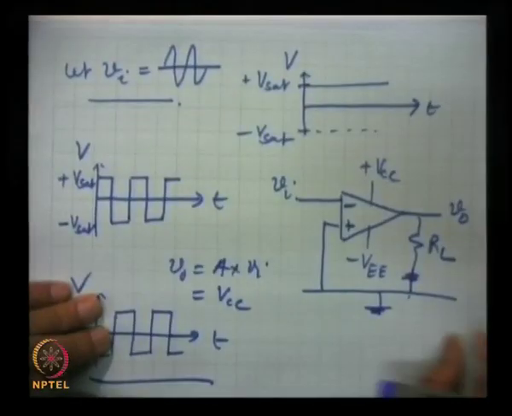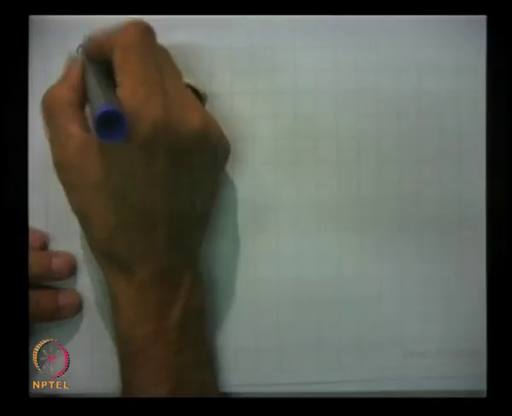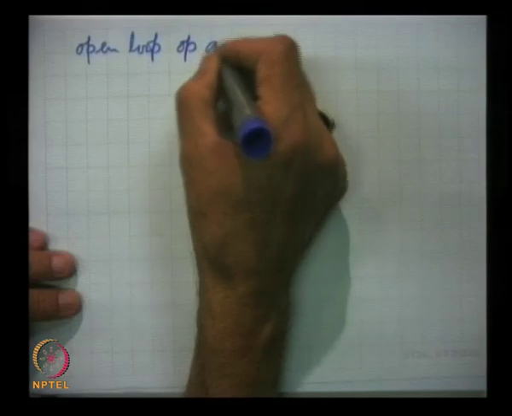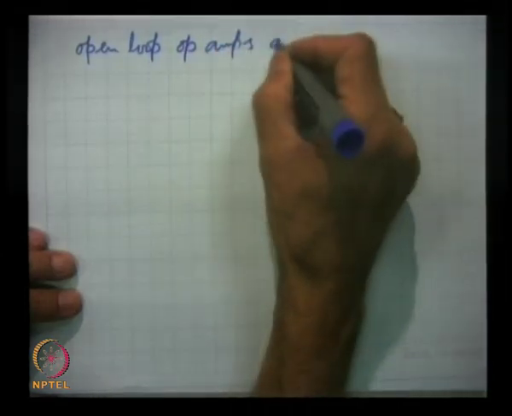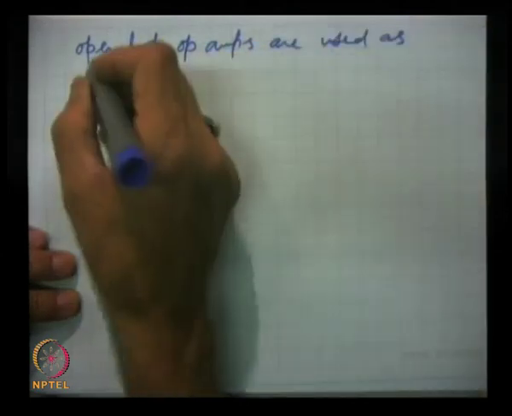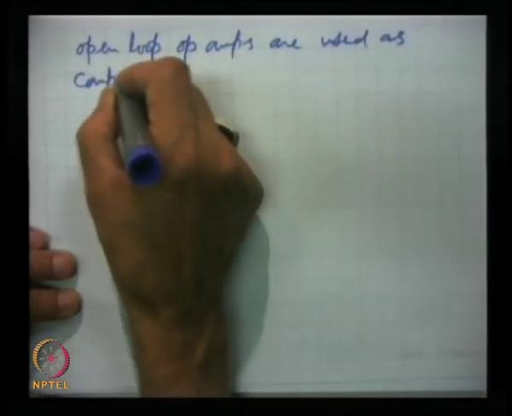Now, how do we summarize this? Normally, as an amplifier in open loop, op-amps are not used. Sometimes they can be used as comparators. Open loop op-amps are used as comparators.